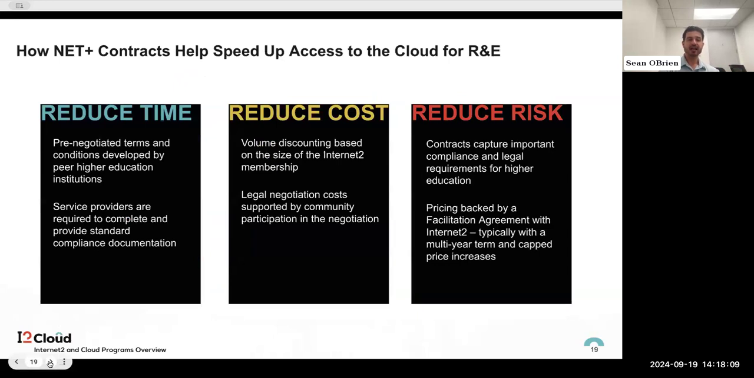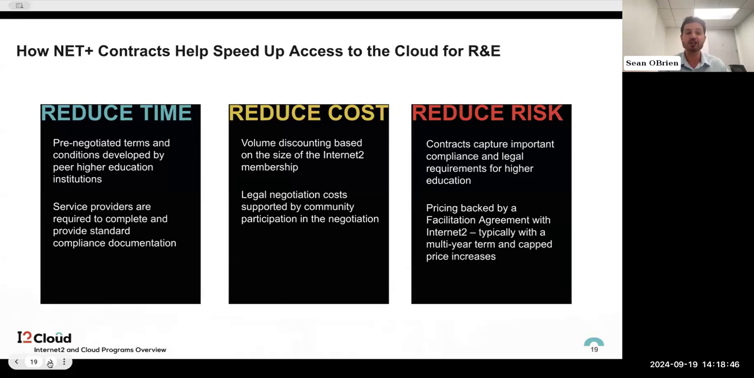If you're using a Net Plus contract, how does that help you? It reduces time. There's been a pre-negotiation done. We get pretty deep on some of those negotiations. Some of them take multiple years in terms of negotiating terms and conditions to make sure they really meet the higher education need. Leveraging those hopefully reduces your time from a protracted negotiation, and hopefully reduces the cost of those legal fees and the opportunity cost of picking what negotiations you might work on.